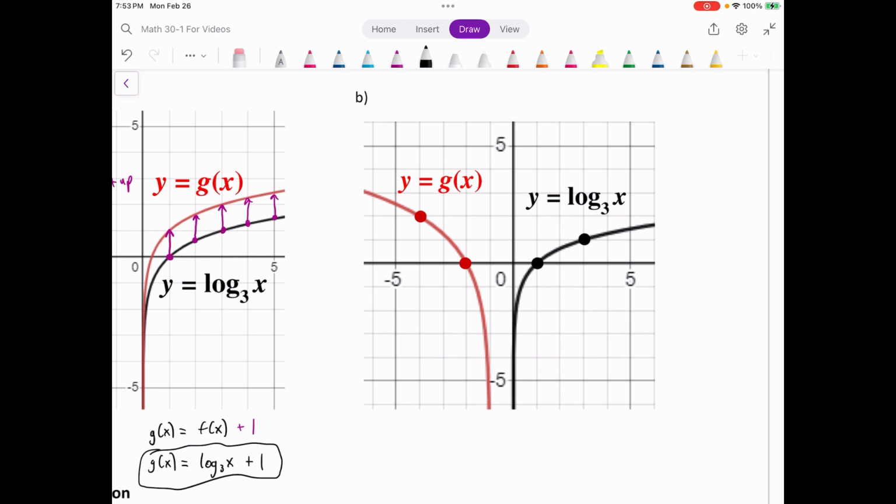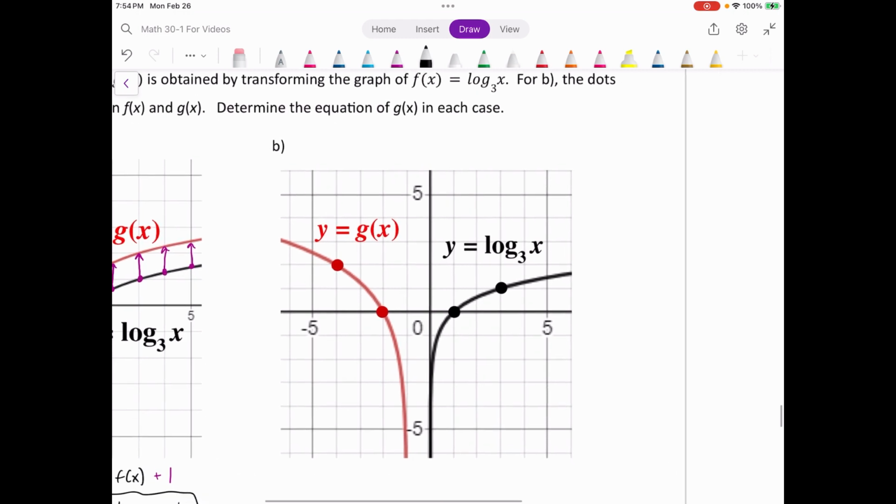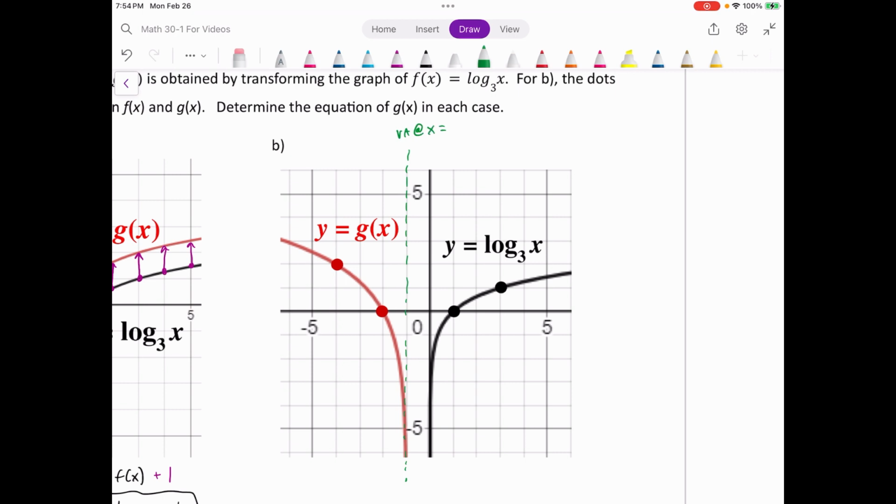All right, let's look at B. Okay, now can we pick up some stuff? One thing I noticed right away is this actually doesn't have the same vertical asymptote, right? Normally, y equals log base 3 of x would have a vertical asymptote at x equals 0, like it does here that we can see. This one, where's its vertical asymptote? Looks like it's at x equals -1. So how did that happen?